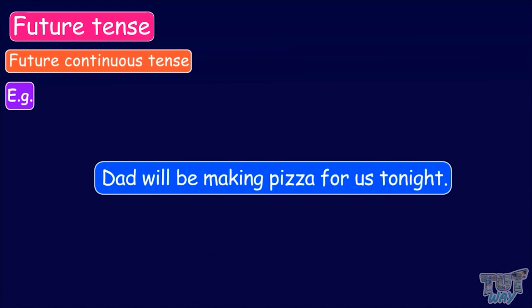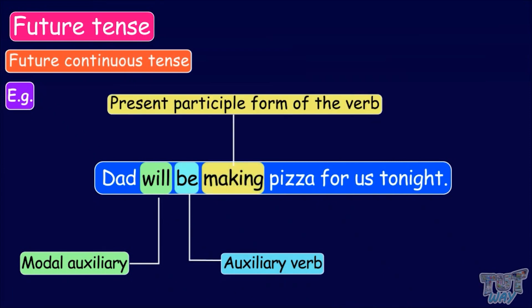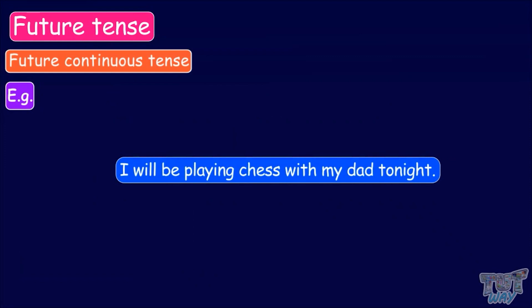So, you can see we have used a modal auxiliary, will, auxiliary verb, be, and first form of the verb along with ing, that is making, and we have made a future continuous tense. And it shows a continuous action that will be happening in the future. Here we have example. I will be playing chess with my dad tonight.